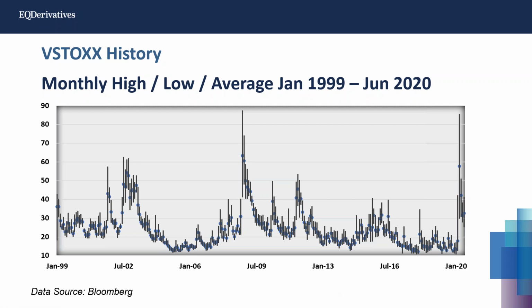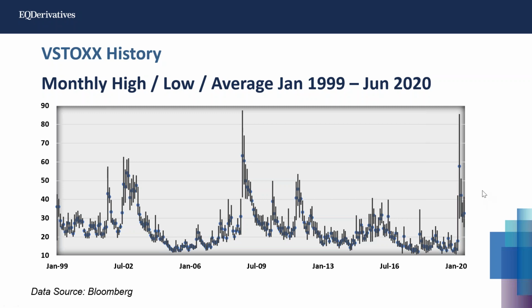Here's just a full history of VSTOXX, and the way that I like to show it, I don't think day over day changes or where a volatility index lands at the end of the month is a really good indication of the price level or what that index is telling us. I think you want to look at a range, see how high it got, see how low it got, and then instead of a closing price, I like to use the monthly average.